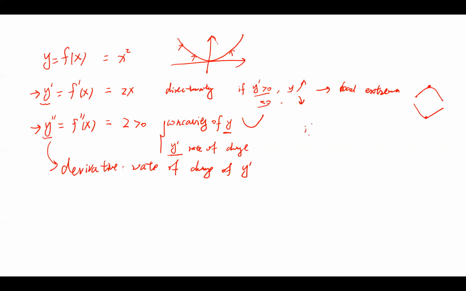So if y double prime, which is the second derivative, is positive, then y prime is increasing, right? If it's negative, then y prime is decreasing. That's the literal interpretation of the different derivatives, right? That's something I want you to appreciate. They are both talking about different things.